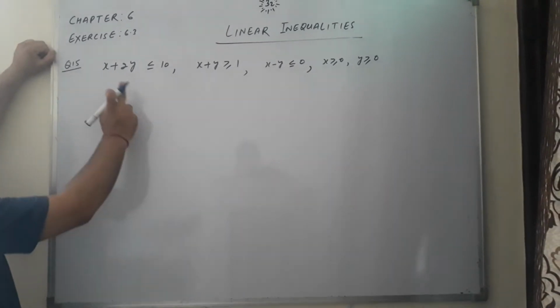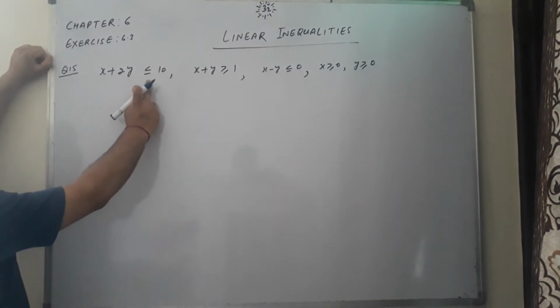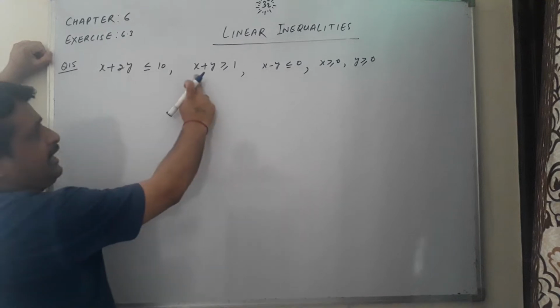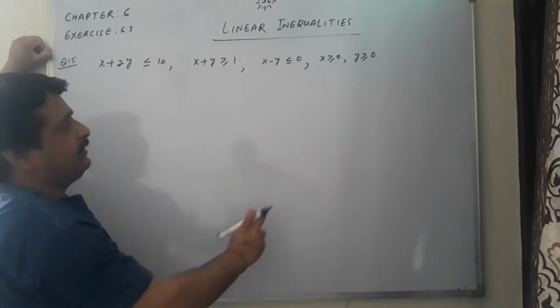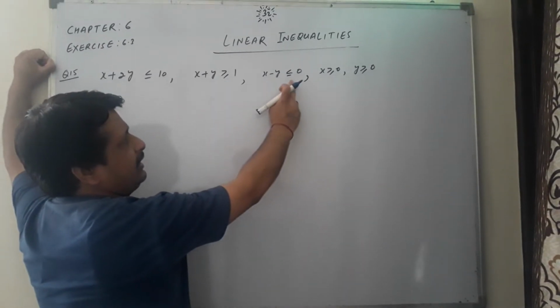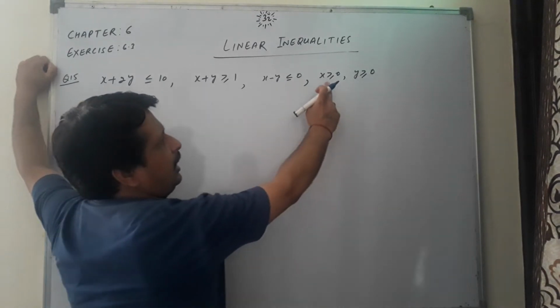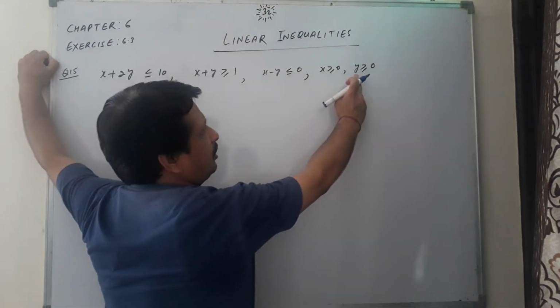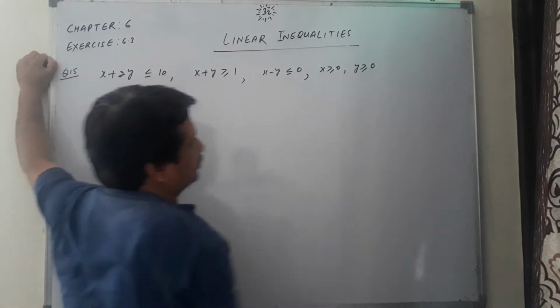Question number 15. X plus 2y is less than or equal to 10. X plus y is greater than or equal to 1. X minus y is less than or equal to 0. X is greater than or equal to 0. Y is greater than or equal to 0.